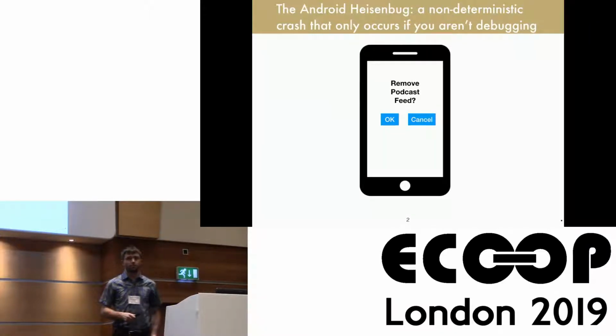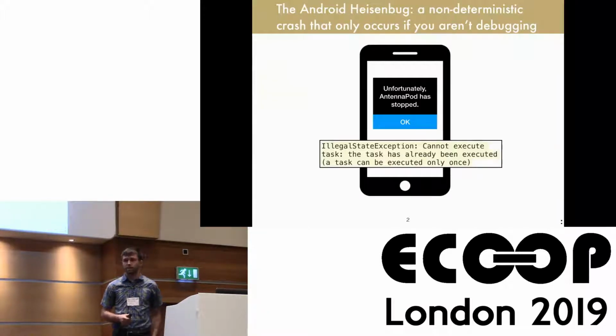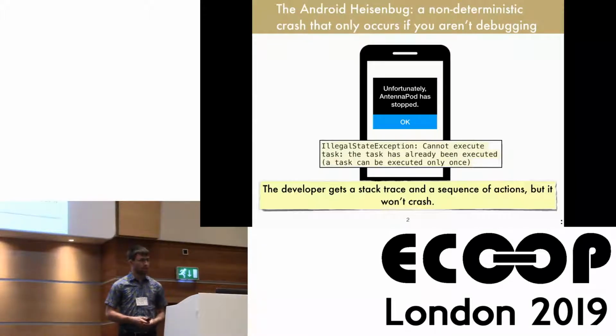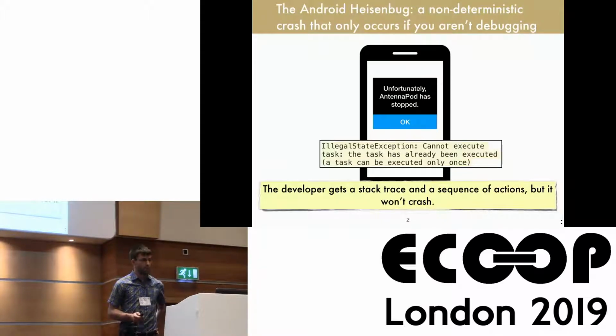Okay, hi everyone. I'm going to talk to you today about a specific type of Android Heisenbug. This is one that we found to be particularly pernicious. You have a user who finds some sequence of actions in their application that results in a crash. This crash report gets sent to the developer. The developer can try to reproduce the sequence of events, but due to the non-determinism, it's very difficult to actually get the crash to happen. So what's going on here?